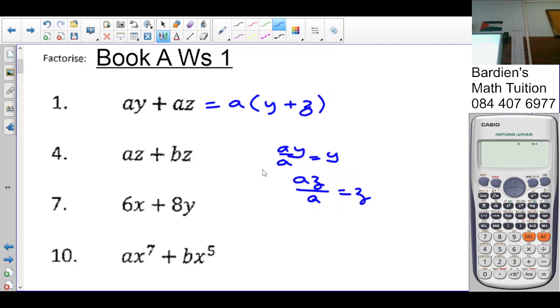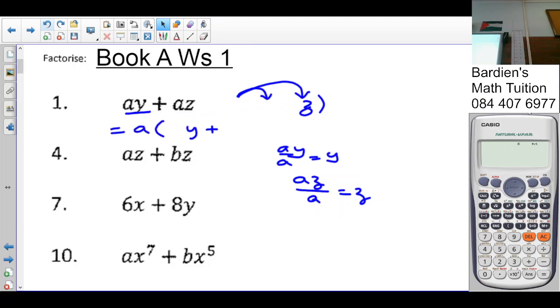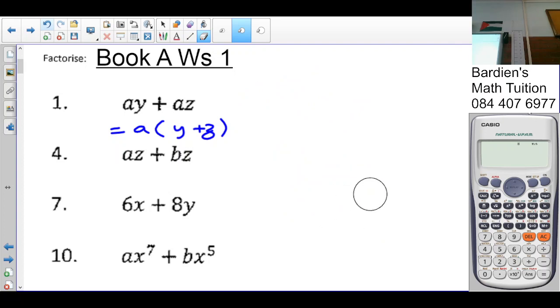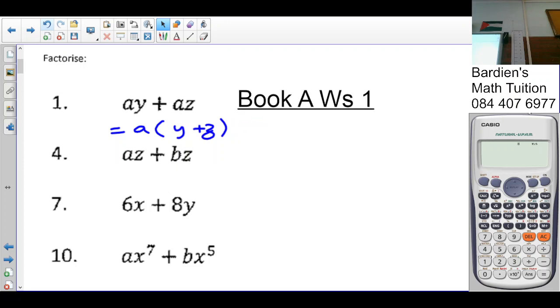And you can check if it's correct. What's A times Y? AY. What's A times Z? AZ. And what did we say? Factorization is the reverse of products. You can check it by doing that. You guys understand? So let's do the next one together. This must go under here, no? You all know that, no? Because it's so on top of each other. Okay, let's look at the next one.